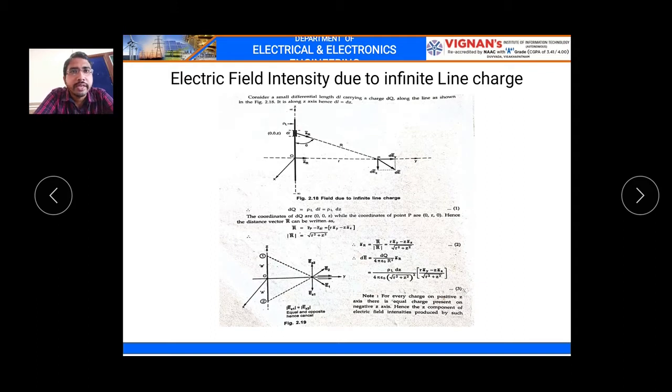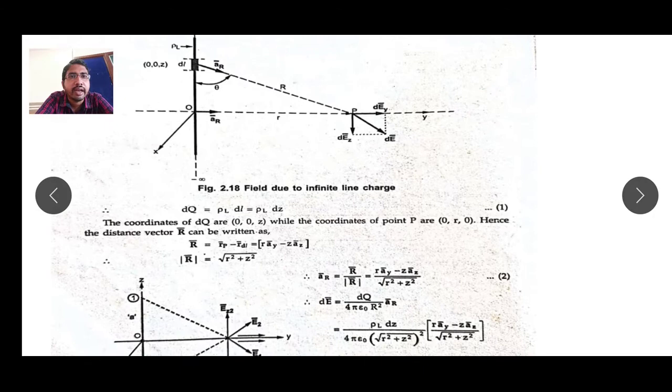Next, coming to some derivations. Electric field intensity due to an infinite line charge.